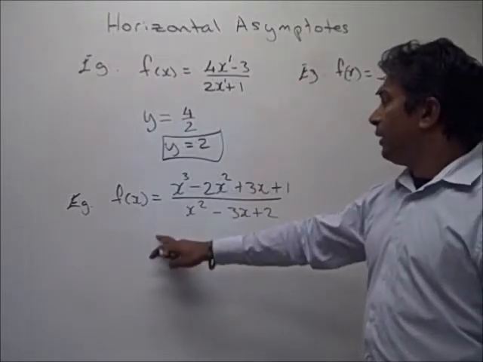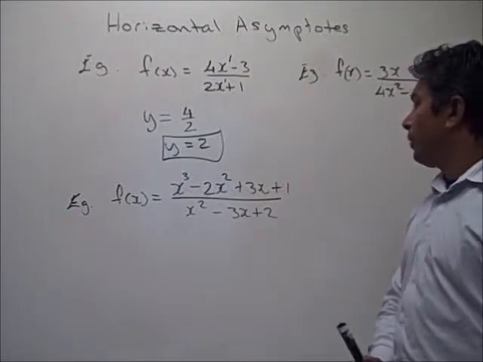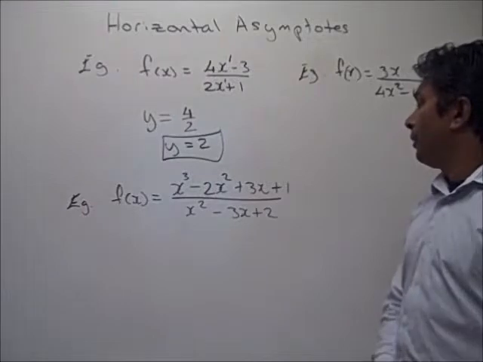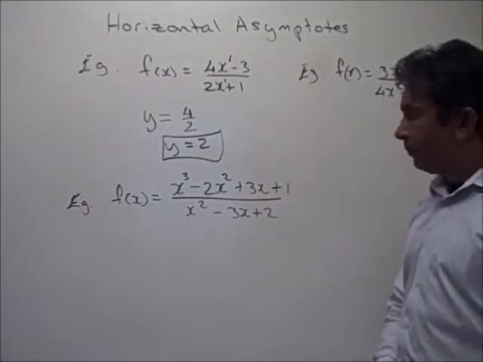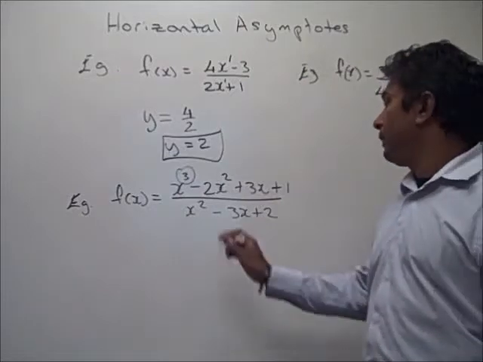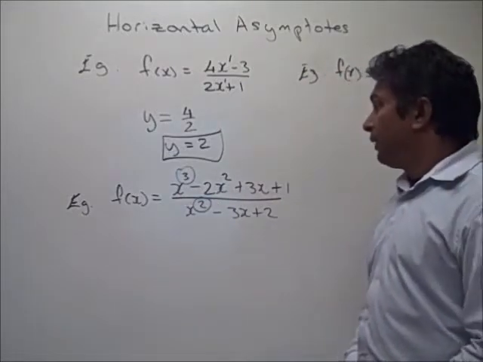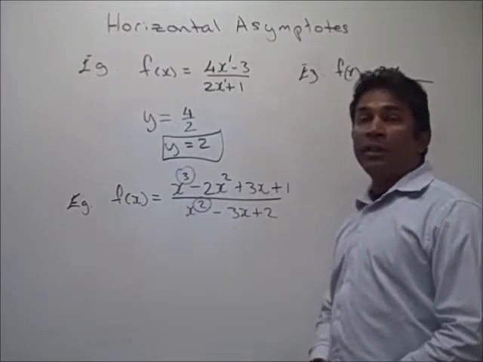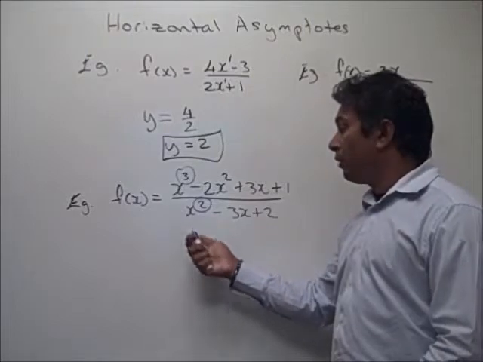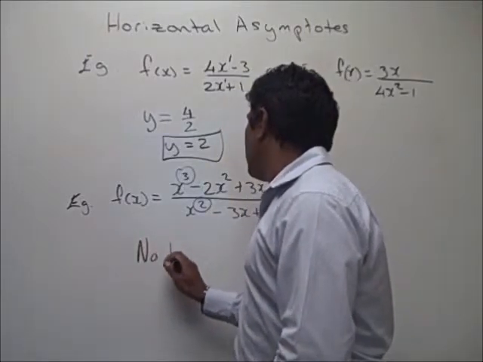Now, in this example here, we have x to the third minus 2x squared plus 3x plus 1, all over x squared minus 3x plus 2. We can see that the degree on the numerator is 3, and the degree on our denominator is 2. Since the degree on our numerator is greater than the degree on our denominator, then we know there is no horizontal asymptote.